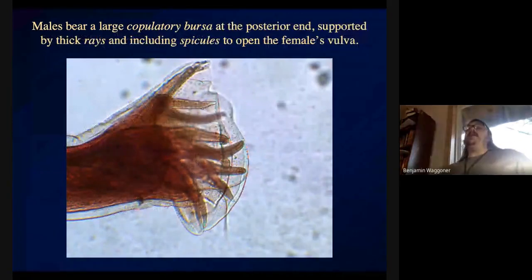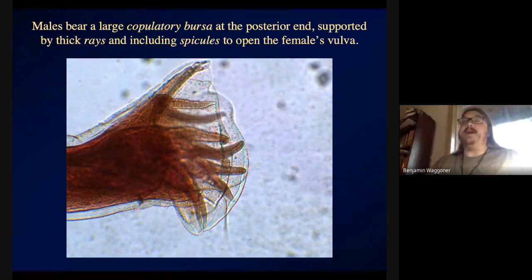And then the males have this really big copulatory bursa that's supported by tissue thickenings called rays, almost looking like a pair of fish fins or something like that. So males have these big fans at the ends of their bodies with large spicules that are used to hold the female vulva open during sperm transfer.